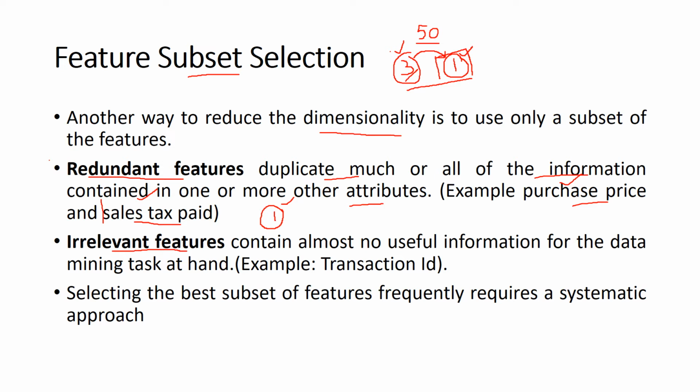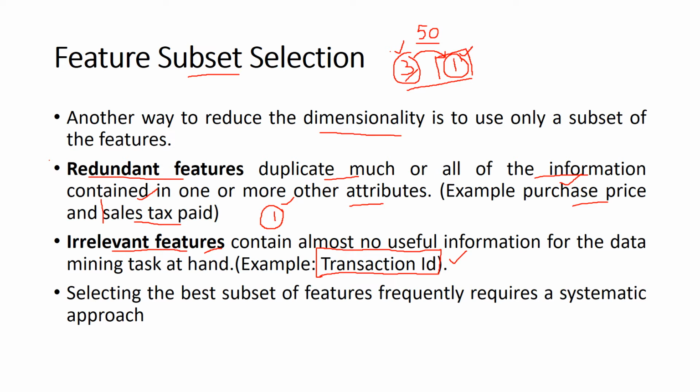Now coming to the second one, which is irrelevant features. There are going to be a few features in the data set which are not going to be of any help when we are doing the data mining task. For example, the transaction ID. The transaction ID is such a feature which does not have any impact on the data mining results that we expect. This feature does not add any benefit. Such features need not be available for data analysis, so they can be removed and a small subset can be constructed from the entire data set.